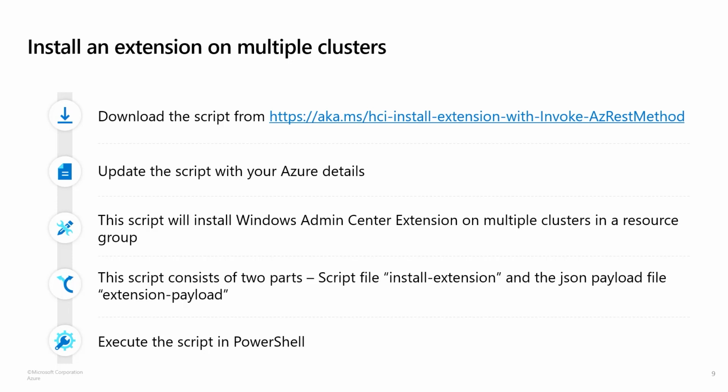For the first one, you can download the sample script from this URL, aka.ms/HCI-install-extension-with-invoke-AZ-REST-method. Once you finish downloading the script, update your script with your Azure details. The script will install Windows Admin Center extension on multiple clusters in a resource group. This script consists of two parts: script file, install-extension, and the JSON payload file, extension-payload.